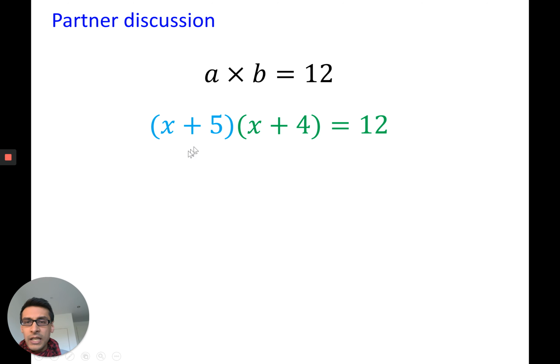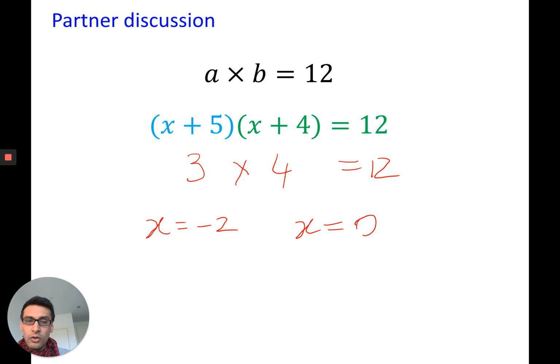So what about if I gave you this? x plus 5 multiplied by x plus 4 gives you 12. Well, the same idea still applies. This, for example, could be 3, and this, for example, could be 4, which would multiply to give me 12. But that means that x has to take a specific value. So what would x have to be to make that blue bracket equal to 3? Well, x would have to be -2. And in this case, what would x have to be to make the green bracket 4? Well, x would have to be 0.